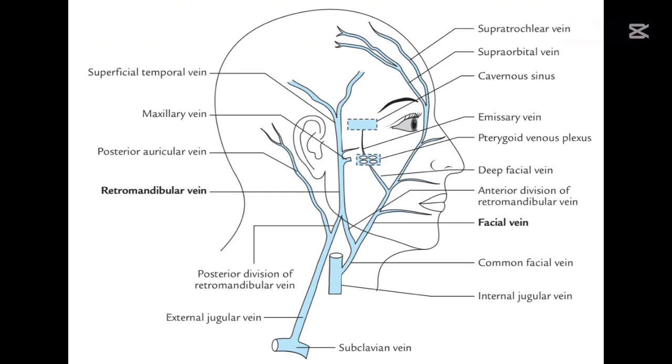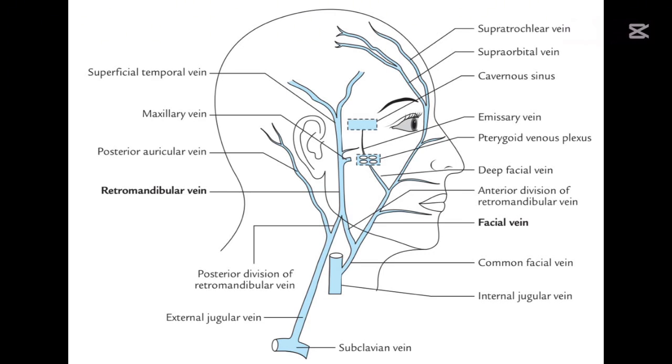So the angular vein now drains to what we call the facial vein. So later I will talk about it. So supratrochlear and supraorbital vein drains into the angular vein. They form the angular vein. Now the superficial temporal vein drains into what we call the retromandibular vein with the maxillary vein. So the maxillary vein and the superficial temporal vein drain into the retromandibular vein.